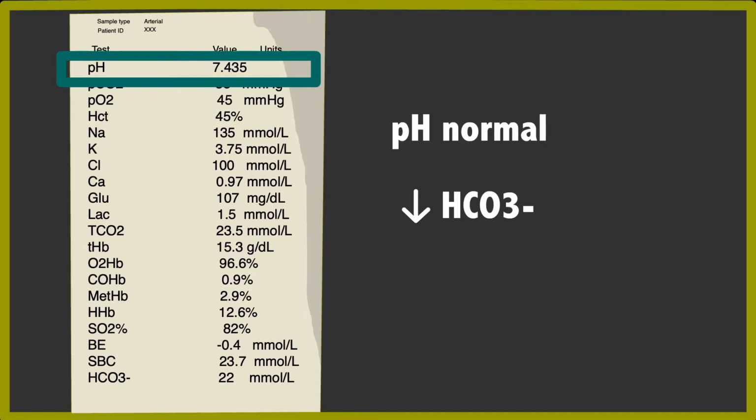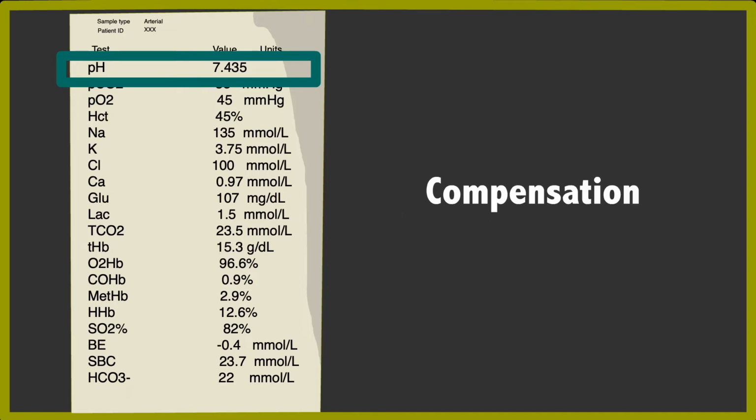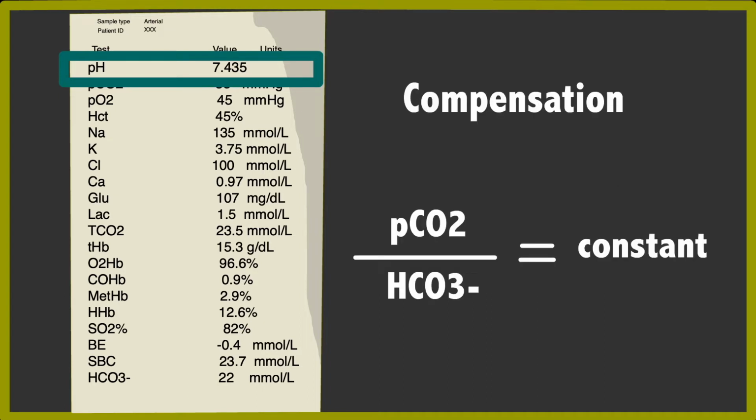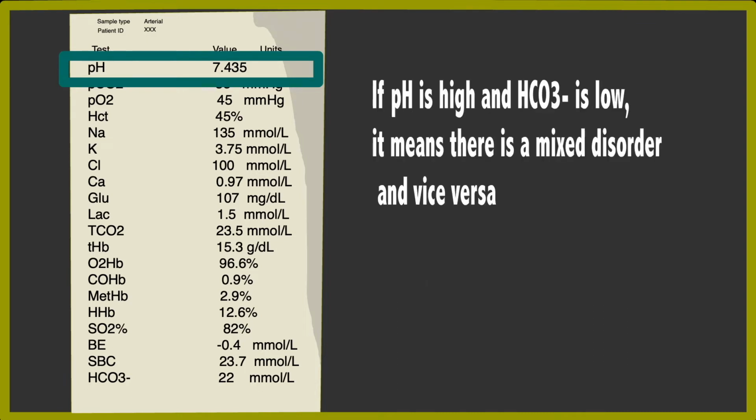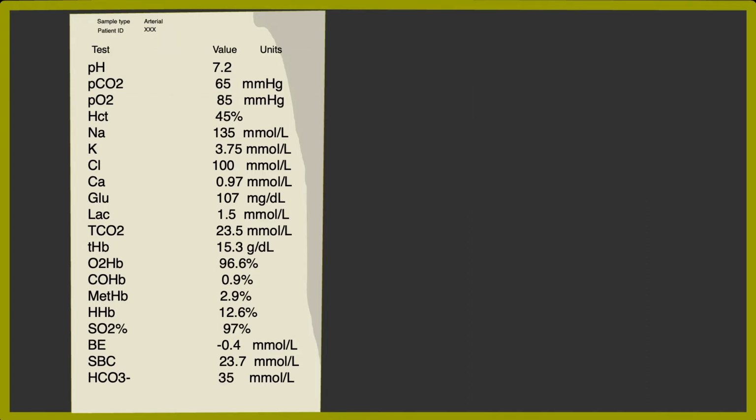You could see a normal pH with a low bicarbonate. That's due to compensation, because the body tends to keep the PCO2 to bicarbonate ratio constant. So if the carbon dioxide is low, the bicarbonate will also drop, and if the PCO2 is high, the bicarbonate will also rise. But if the pH is high and the bicarbonate is low, it means there is a mixed disorder, and vice versa.